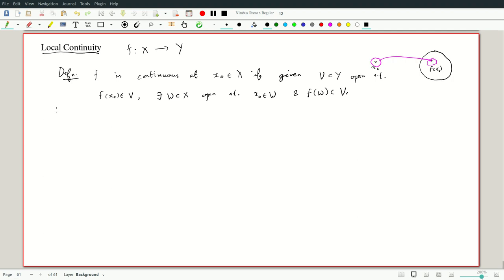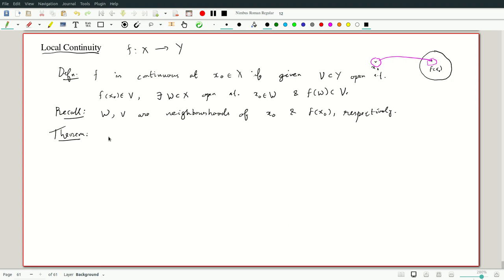So recall, W and V are neighborhoods of x0 and f of x0 respectively. The point is that a neighborhood for us is an open set that contains the point. So given a neighborhood of f of x0, there's a neighborhood which maps into this. That's what we want to say. So you would expect that continuous at every point is continuous, and indeed that is the case.